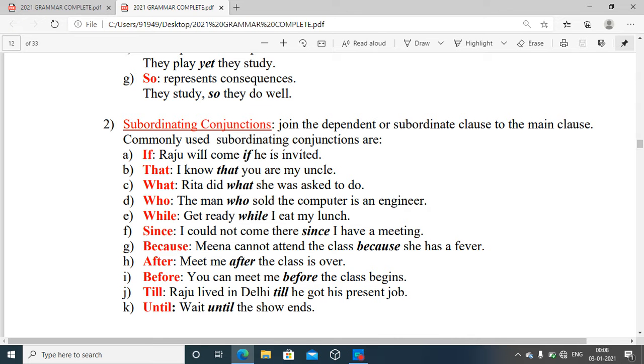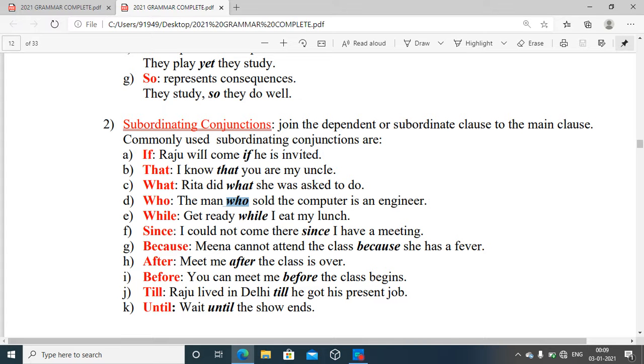Okay, next: I know that you are my uncle. That is there as the connective in this sentence. This dependent clause is connected with the main clause using this conjunction itself. Ritha did what she was asked to do. What is the conjunction there? She was asked to do is depending on the main part. And the man who sold the computer is an engineer. If you remove this connective, it becomes awkward. Try to read it without the conjunction: the man sold the computer is an engineer will never give a properly structured sentence or clause.